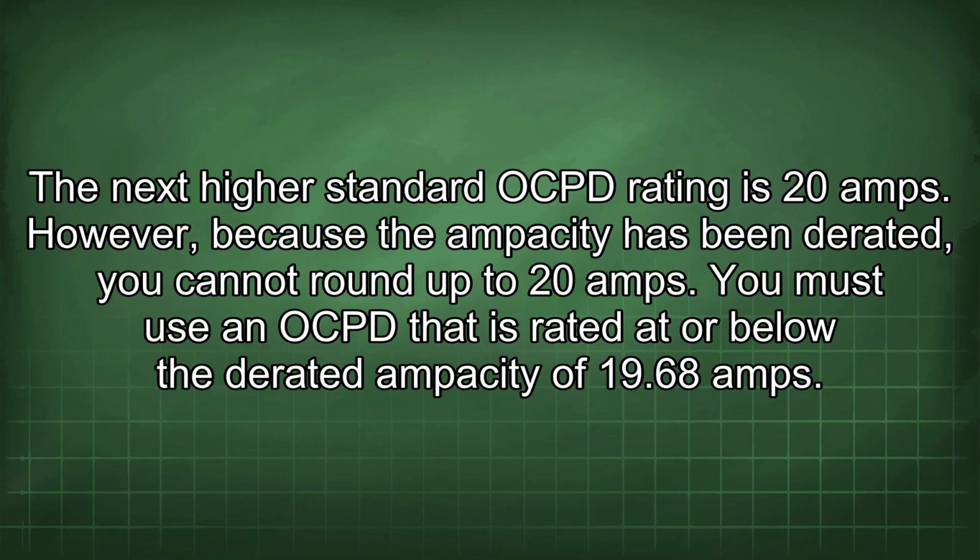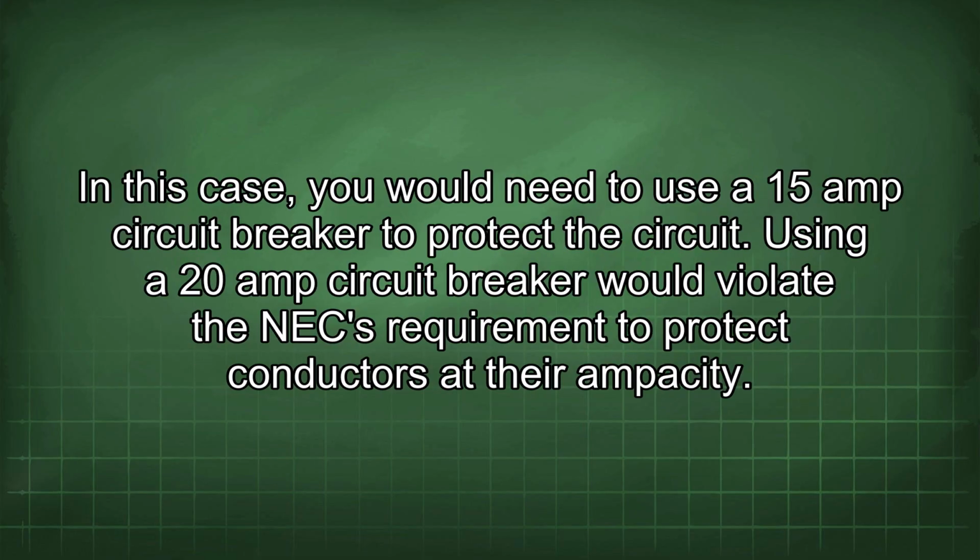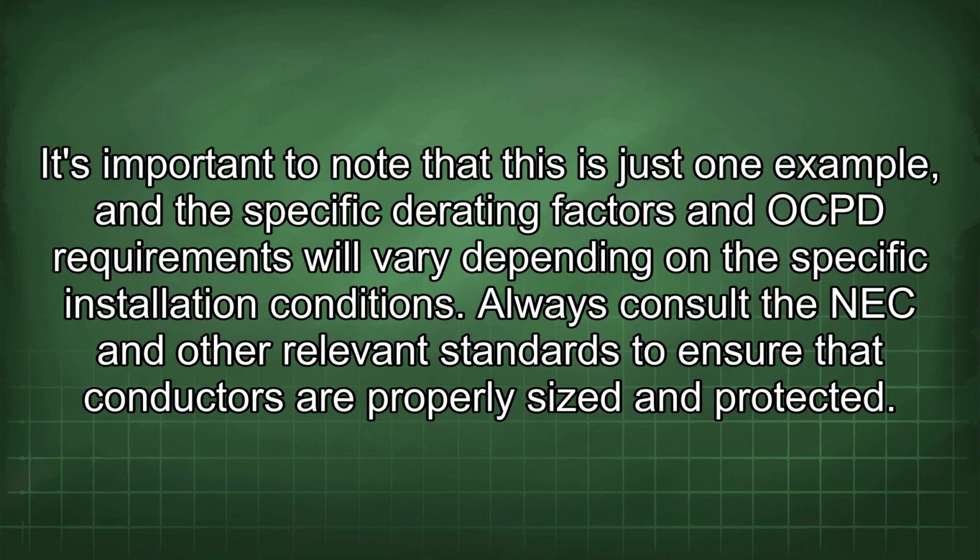However, because the ampacity has been derated, you cannot round up to 20 amps. You must use an OCPD that is rated at or below the derated ampacity of 19.68 amps. In this case, you would need to use a 15 amp circuit breaker to protect the circuit. Using a 20 amp circuit breaker would violate the NEC requirement to protect conductors at their ampacity. It's important to note that this is just one example, and the specific derating factors and OCPD requirements will vary depending on the specific installation conditions. Always consult the NEC and other relevant standards to ensure that conductors are properly sized and protected.